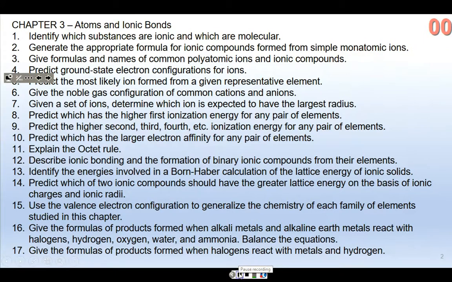All right, time to continue the discussion about atoms and ionic bonds from Chapter 3. We need to move further on our learning objectives to use electron configurations, valence electron configurations, to generalize the chemistry of each family of elements studied in the chapter, and look into the alkali metals and alkaline earth metals and how they have various kinds of reactions we can generalize with hydrogen, oxygen, water, and ammonia, and halogens.